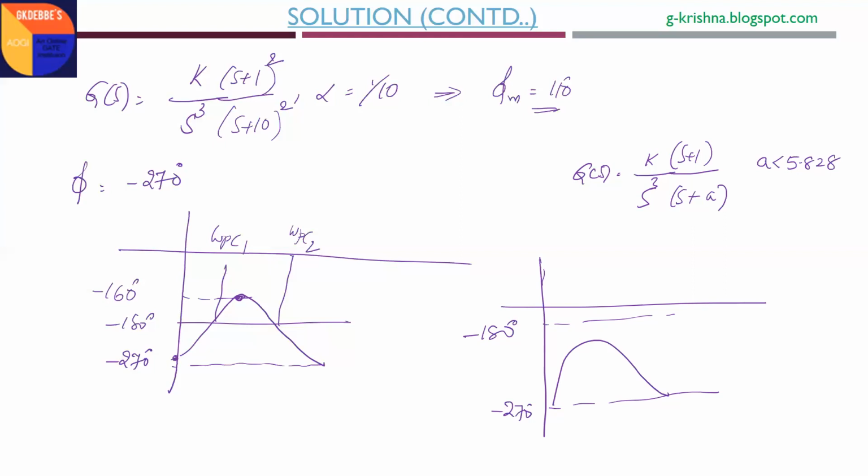If you select a equal to exactly 5.828, that is alpha value 1 by 5.828, then only at one frequency does the phase plot cut minus 180 degrees, hence the root locus diagram also cuts the positive imaginary axis only one time. So this is your analysis of the lead system.